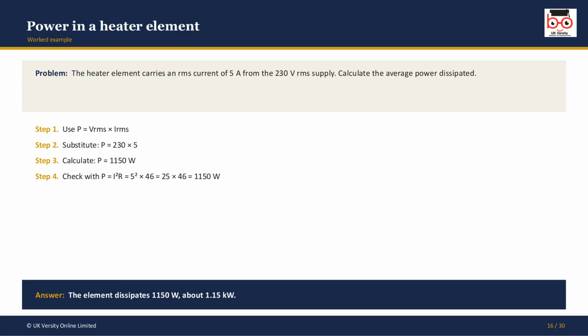Let's find the power in that heater element. It's carrying 5 amps RMS from the 230 volt RMS supply. Power equals voltage times current, so 230 times 5, which is 1150 watts. We can check it another way with power equals current squared times resistance. 5 squared times 46 is 25 times 46, also 1150 watts. So the element dissipates about 1.15 kilowatts.